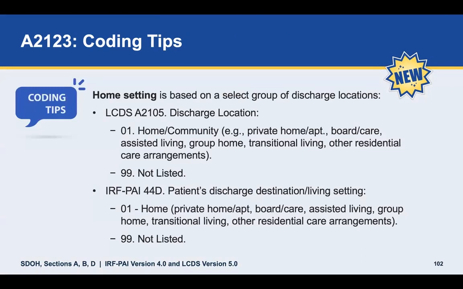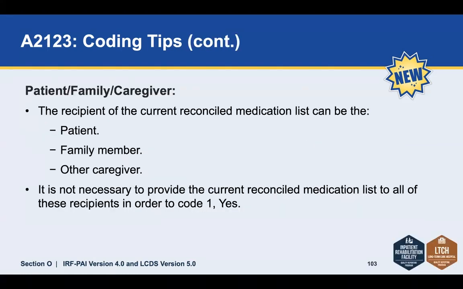Here's a coding tip related to completing A2123. As you can see here, although written a little differently, home setting is essentially the same on the IRF-PAI and LCDS. Not listed is the same for both assessment instruments and is code 99. For A2123, the recipient of the current reconciled medication list can be provided to the patient, family member, and or caregiver. It is not necessary to provide the current reconciled medication list to all of these recipients in order to code 1, yes.